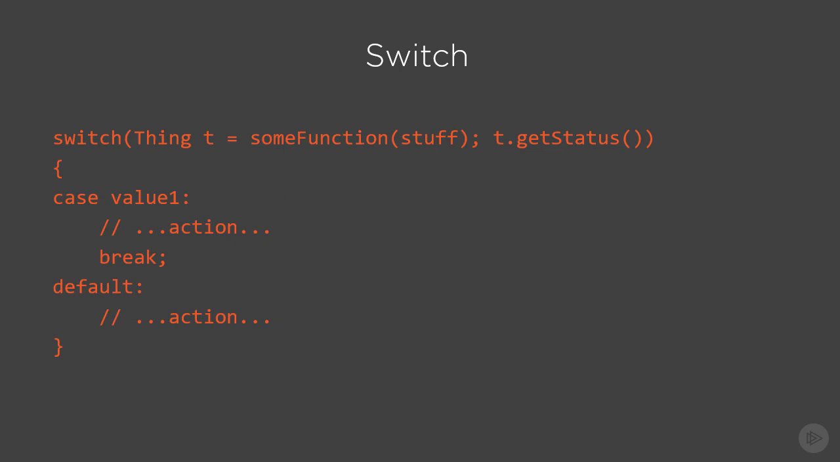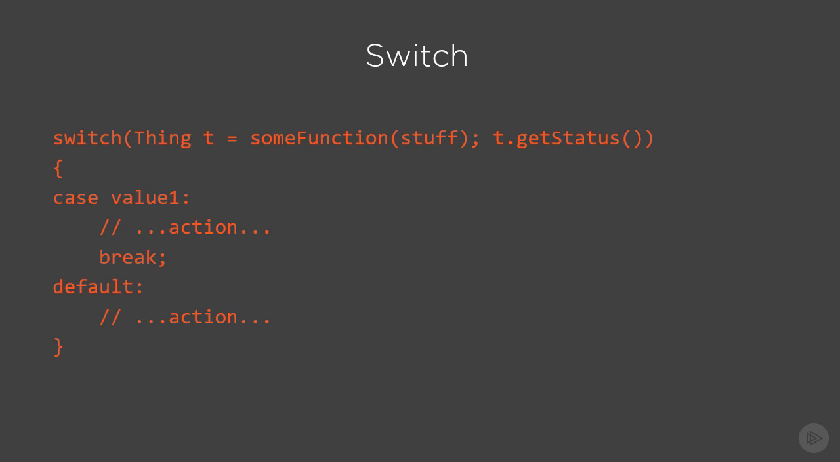In the round brackets, instead of just saying what you want to switch on, you add an initializer clause and then a semicolon. So this does a switch on thing t equals some function of stuff, which is the line that used to be before the switch, semicolon, which tells the compiler, oh, that was the initializer, and then t.getStatus, which is what you actually want to switch on, the status of the thing. The rest of the switch is exactly the same, but now when you reach that close brace, t is no longer in scope. The same as in the for demo you saw earlier in this module, the loop variable i was not in scope after the for.